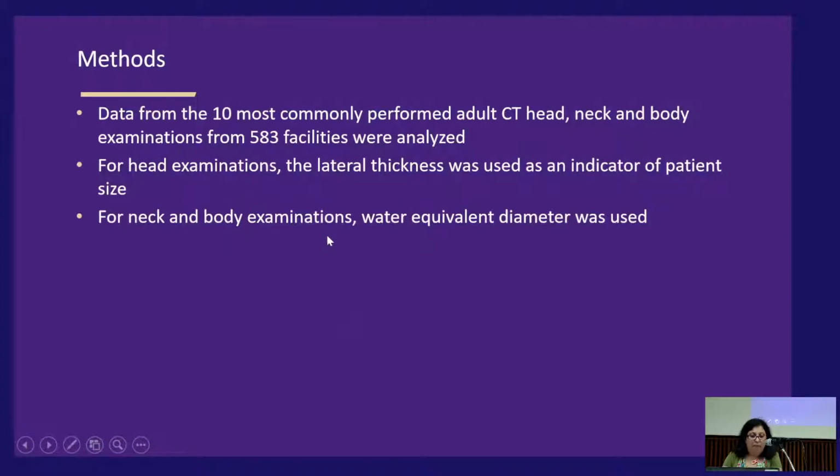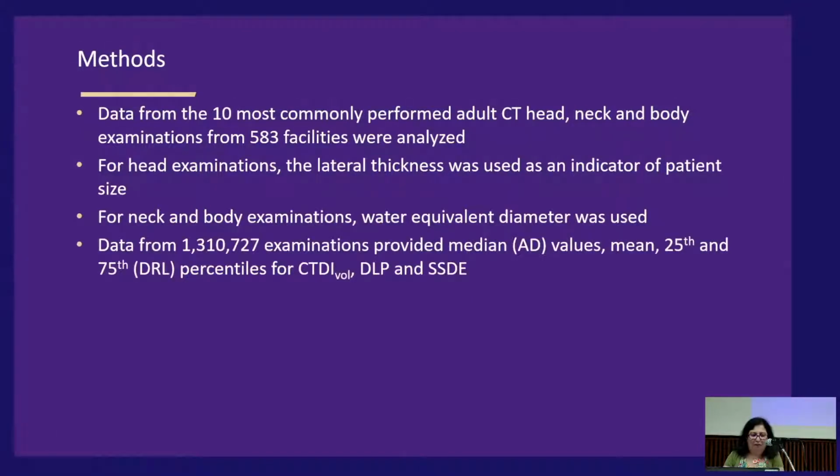For neck and body exams, we use water equivalent diameter. Now, you could also use effective diameter. I think the difference is not that significant. If you use one or the other, I think your data would only vary maybe by 5 or 10%. So for the adult paper, we use water equivalent diameter. For the pediatric paper, we actually use effective diameter. Don't ask me why, but that's the way it worked out. We just did it 2 different ways.